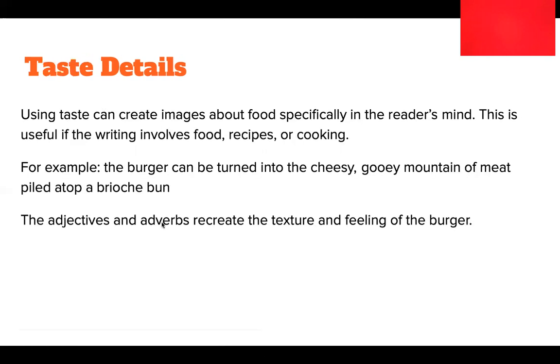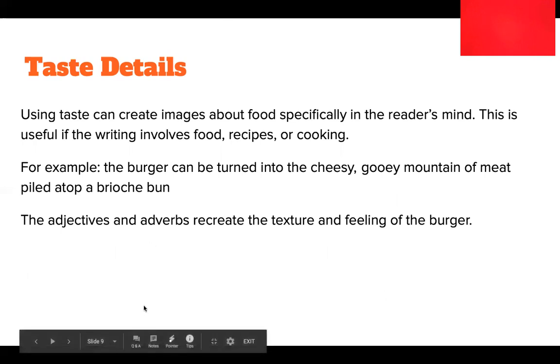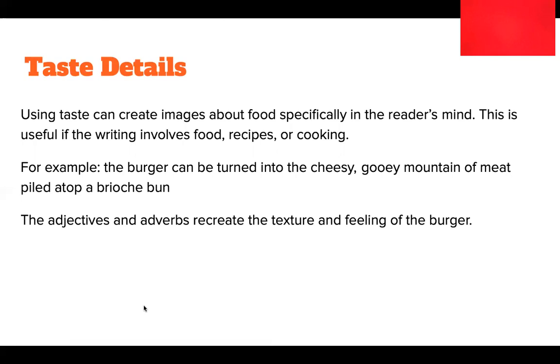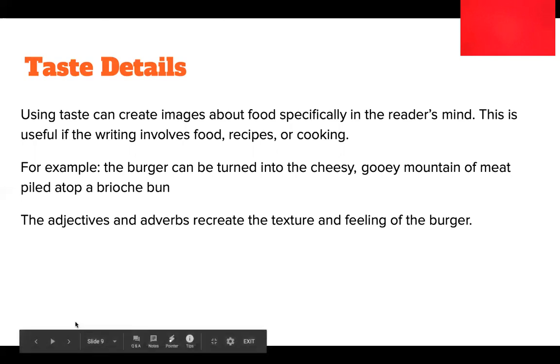Lastly, we have taste details. Using taste can create a really powerful image about food, specifically in the reader's mind. This is most useful if the writing involves food, recipes, and cooking. For example, the word burger can be turned into the cheesy, gooey mountain of meat piled onto a brioche bun. Specifically, the adjectives and adverbs recreate the texture and the feeling of the burger, like the reader is almost eating the burger inside their own mouth.